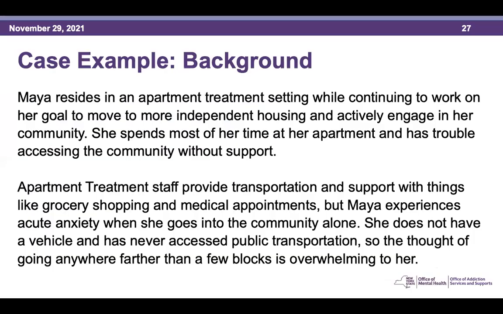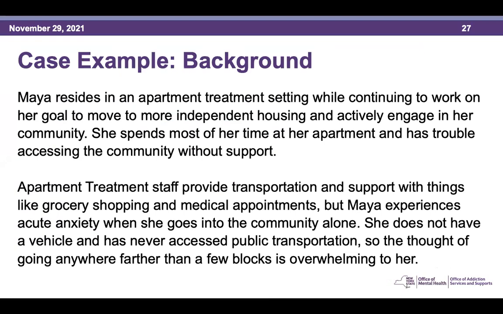Next slide. So I just want to share a case example, and this is actually drawn from an individual who received BH HCBS peer support. One of the wonderful things about our doing technical assistance and oversight is that we've been able to see and hear about the many great things that peer support has done for HARP members, and this case in particular really highlighted the value of a peer support specialist.